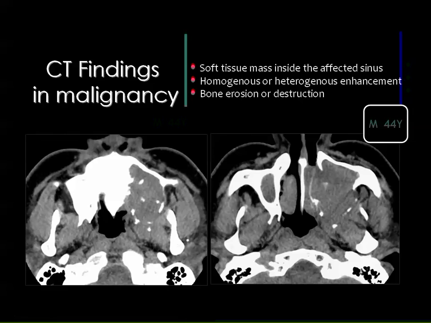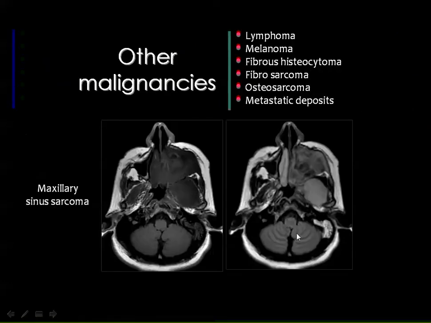Then the CT findings of malignant sinus disease include soft tissue mass affecting the sinus, which may show heterogeneous or homogeneous contrast enhancement associated with bone destruction of the affected sinus walls. Then the most common, as I have said, is the maxillary sinus squamous cell carcinoma, but many other malignancies can also occur in the paranasal sinuses, including lymphoma, melanoma, fibrous histiocytoma, fibrosarcoma, osteosarcoma, and even metastatic deposits.